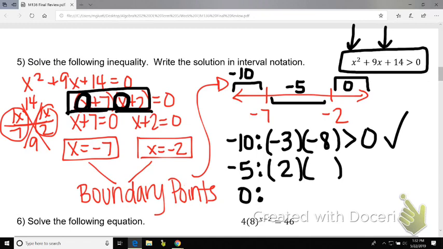Positive 2. And what's negative 5 plus 2? Negative 3. Will that be greater than 0? What's 2 times negative 3? Are negatives bigger than 0?